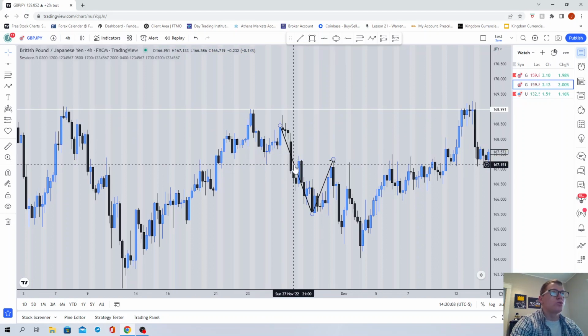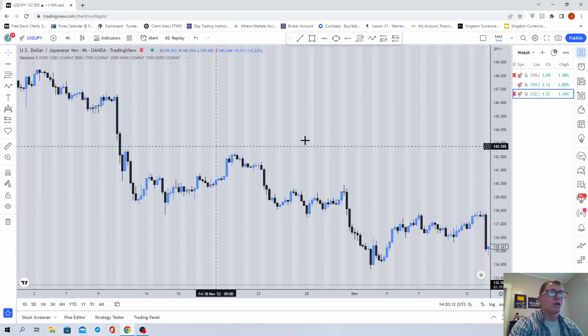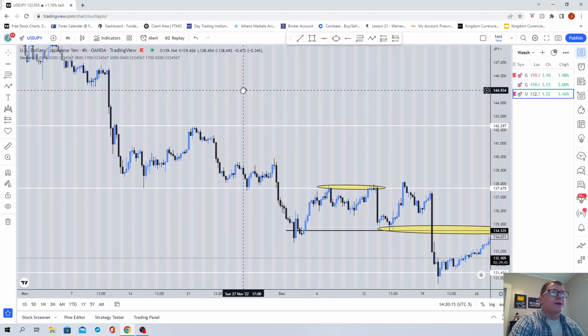Now we're going to jump to another chart and find a few more setups. So the next chart is USDJPY. Very, very simple setups.